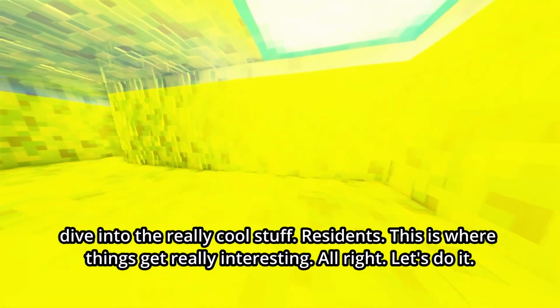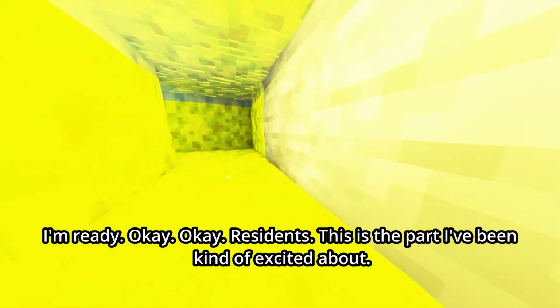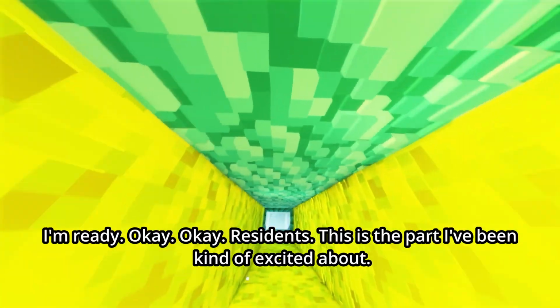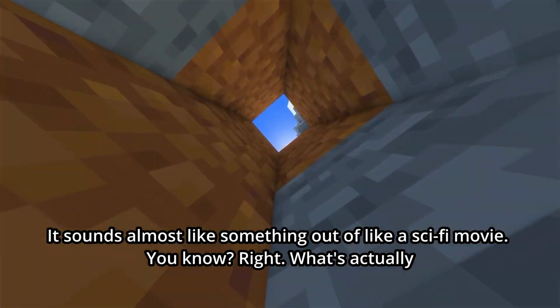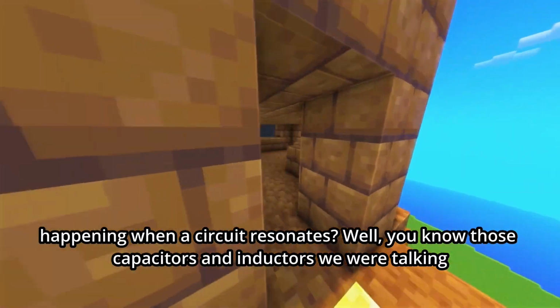This is where things get really interesting. All right, let's do it. I'm ready. Okay, resonance. This is the part I've been kind of excited about. It sounds almost like something out of a sci-fi movie. Right, what's actually happening when a circuit resonates?